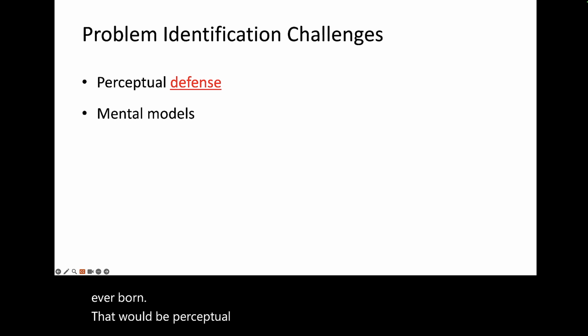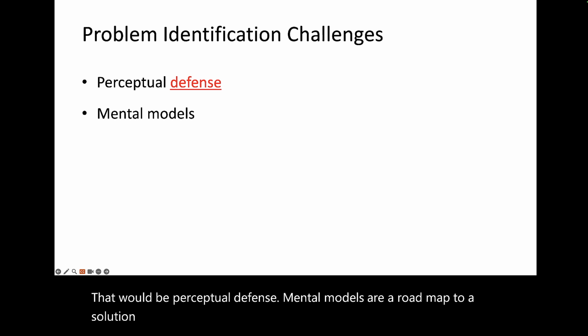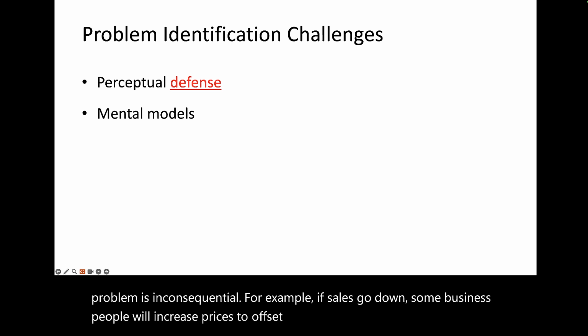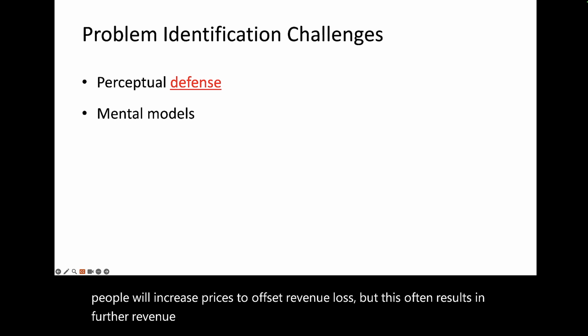Mental models are a roadmap to a solution. If a problem or an issue does not fit the existing model, then the problem is inconsequential. For example, if sales go down, some business people will increase prices to offset revenue loss. But this often results in further revenue declines. So the mental model is, to increase income, you increase prices. That does not always work.